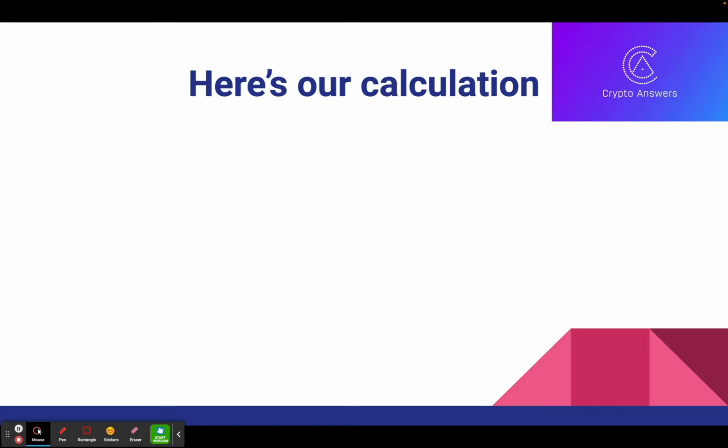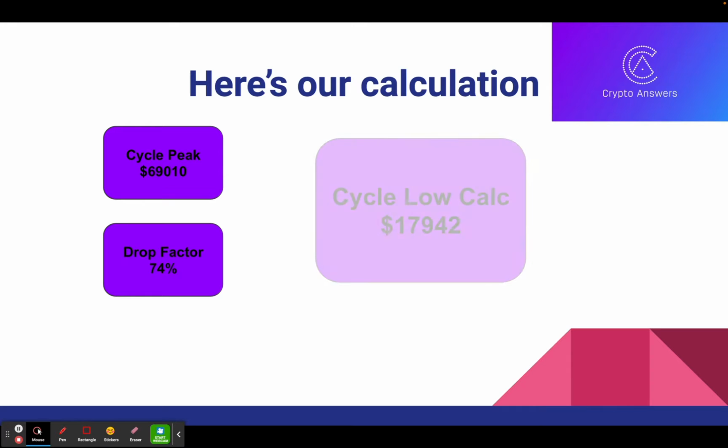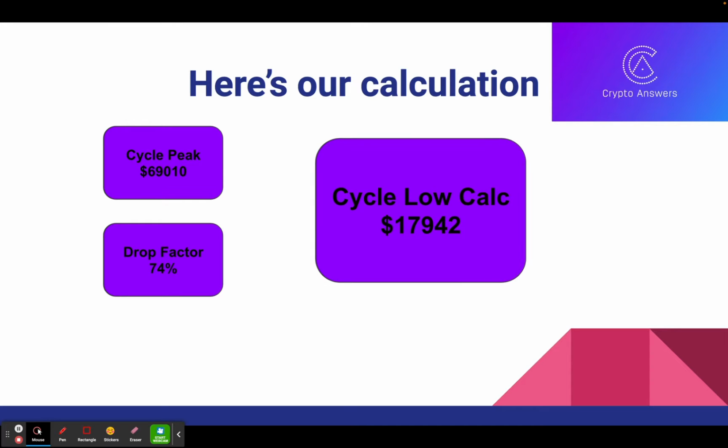So here's our calc. We've got a 69,010 cycle peak. We're going to multiply it by our drop factor of 0.74. And the cycle low calc is 17,942. So we'll see how close that comes. Like I said, we're awful close now, but that doesn't mean we can't drop more. So that's my number, and I wanted to put it in and see how close things get.